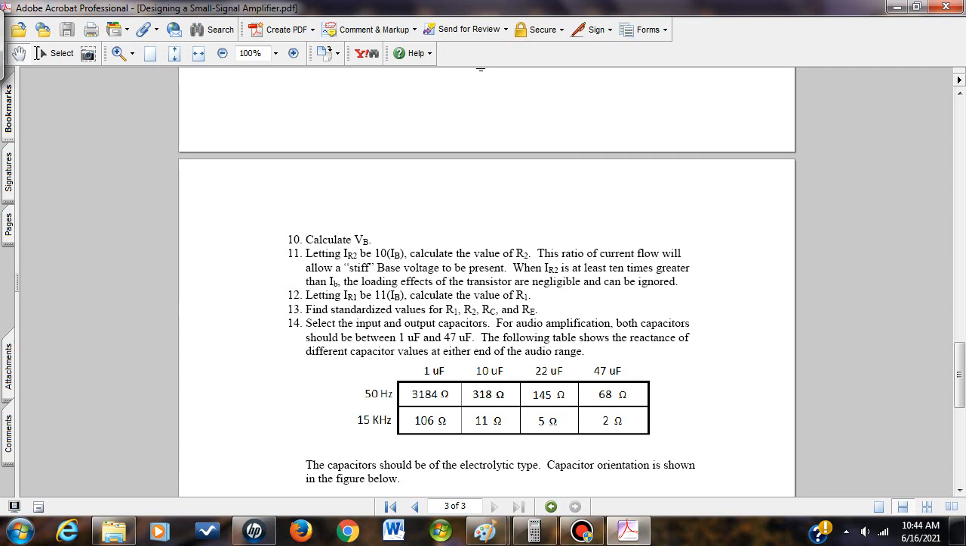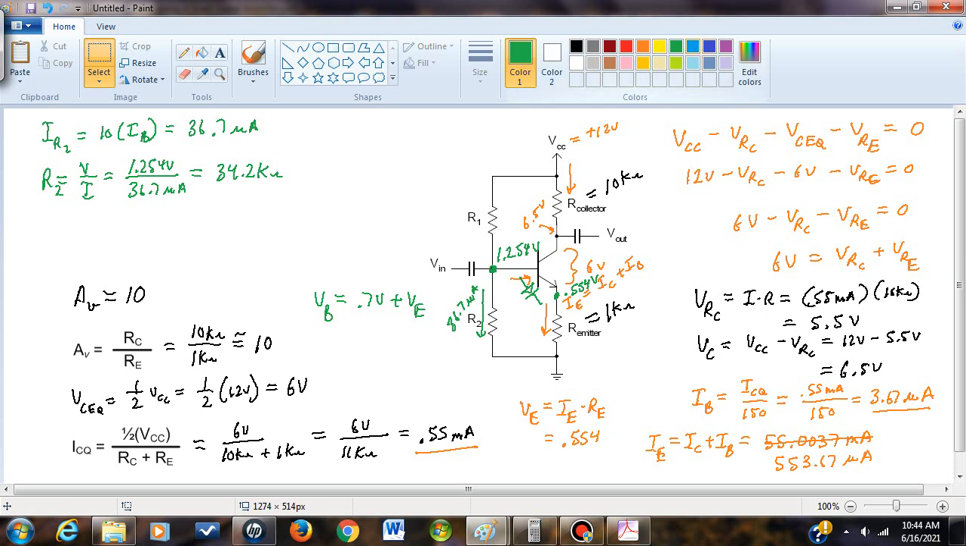Now for step 12. Letting IR1 be 11 times IB, calculate the value of R1. Since the current flowing through IR1 is going to hit this node and then it's going to split, we're going to let the current through R1 be 11 times greater than IB, because if we have 10 IB flowing down through R2 and we have a single IB going into the base of the transistor, then this must be 11 IB then, right? So therefore, what is the current flowing through R1?